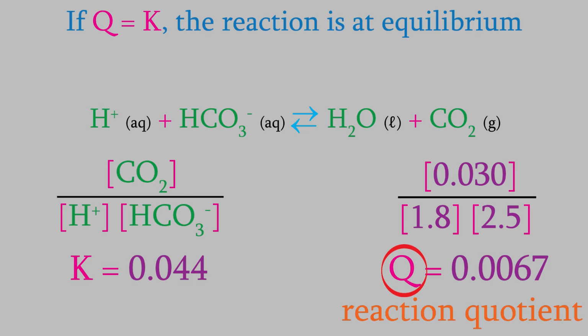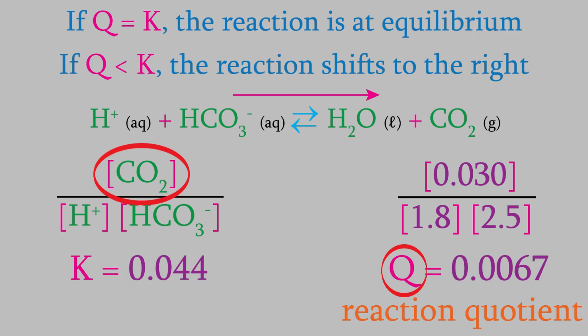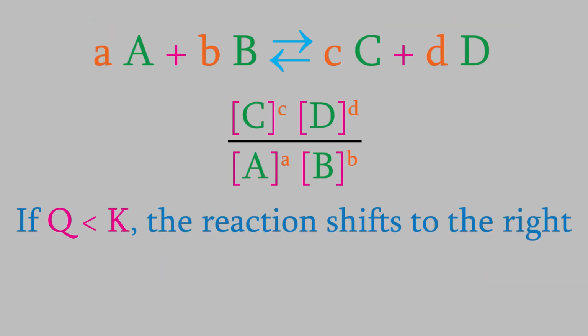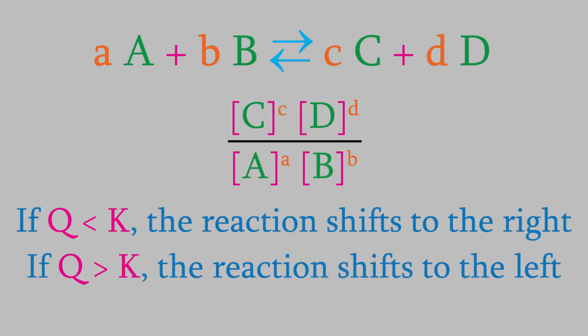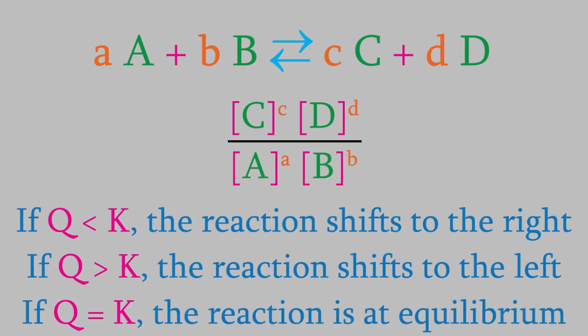That means that the concentrations of the products will need to go up in order to make Q increase until it eventually becomes equal to K. In other words, the reaction will need to shift to the right in order to produce more products. So, if Q is less than K, the reaction will shift to the right. The opposite is true if Q is greater than K. In that case, we'd have too much product, and we'd have to decrease the amount of product in order to reach equilibrium. So that means the reaction would shift to the left. And if Q is equal to K, that means we're at equilibrium, so the forward and reverse reactions would be happening at the same rate.